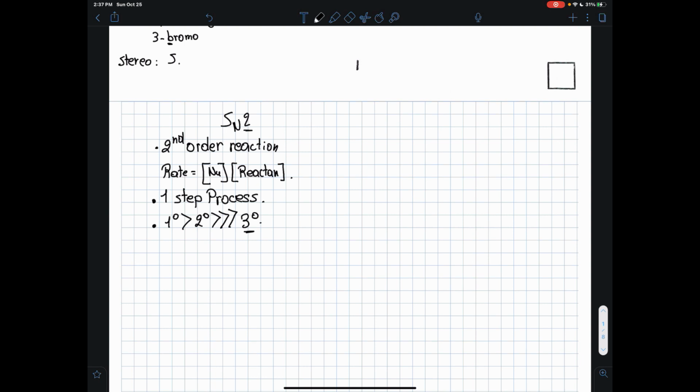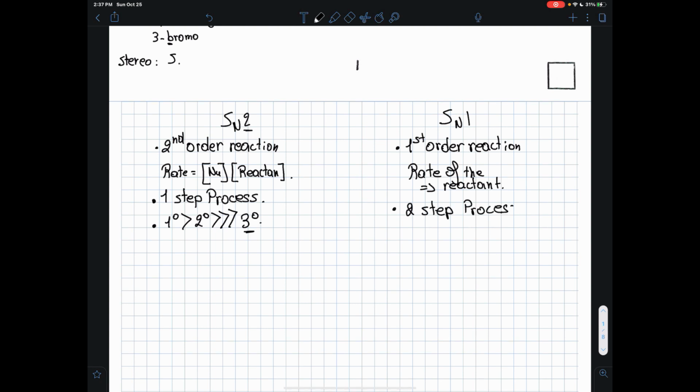Now, when we're talking about SN1, it's a first order reaction. And what that means is that the rate of the reaction depends only on the reactant. Now, this one is a 2-step process. And then the last thing is tertiary. For this one, tertiary is better than secondary and much better than primary.